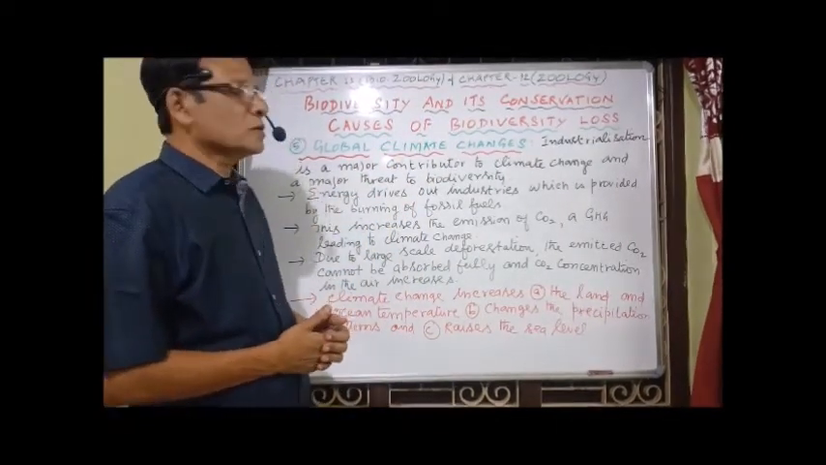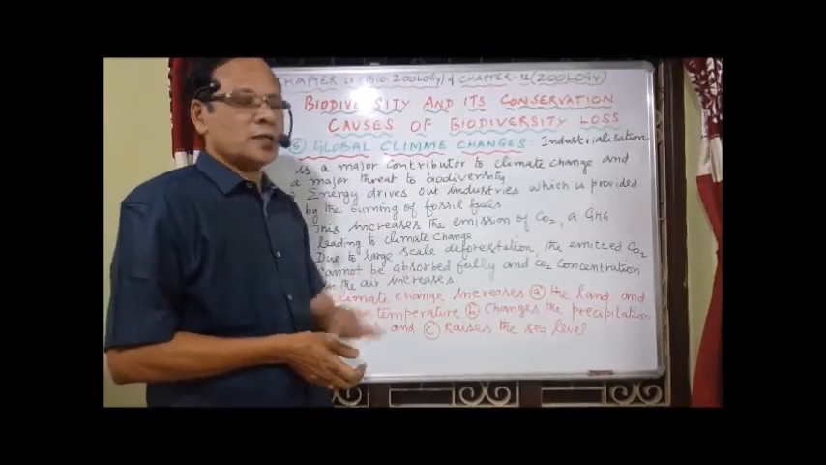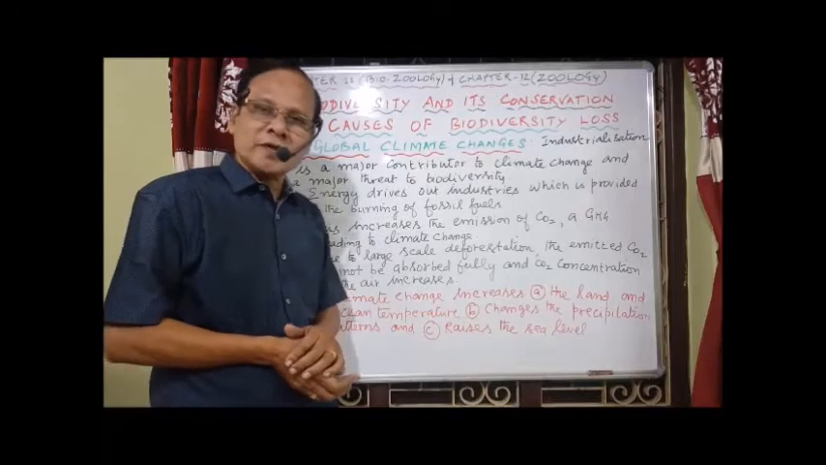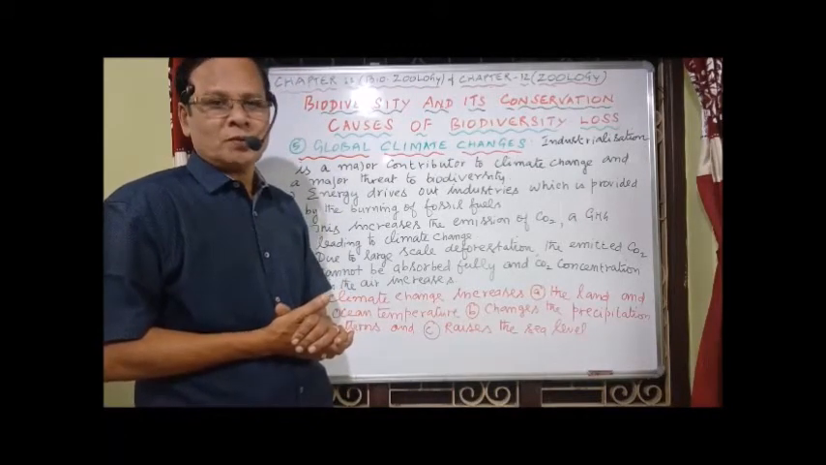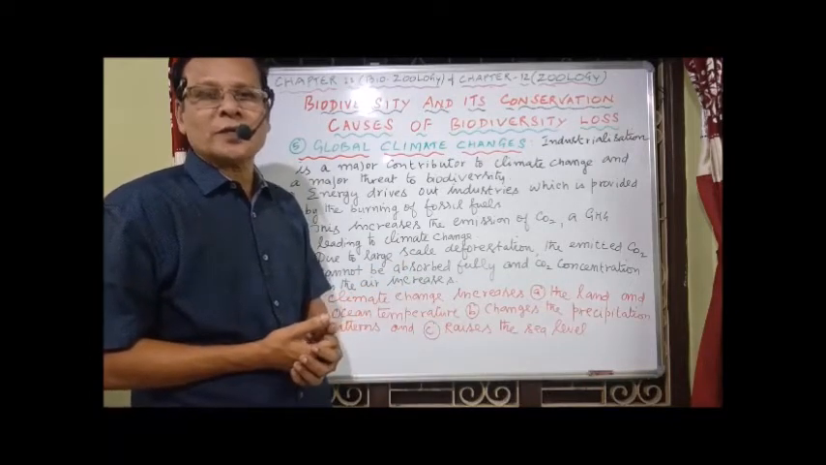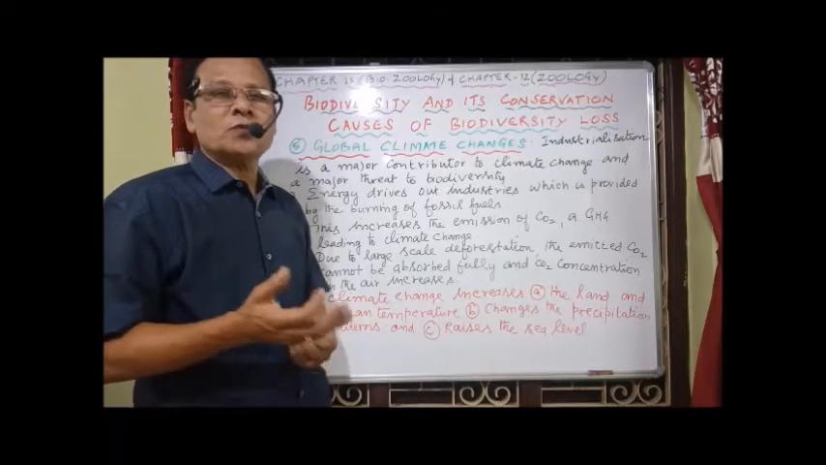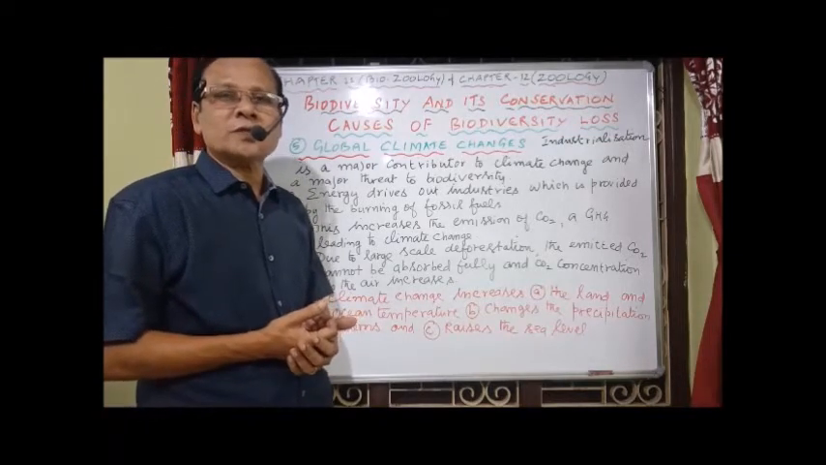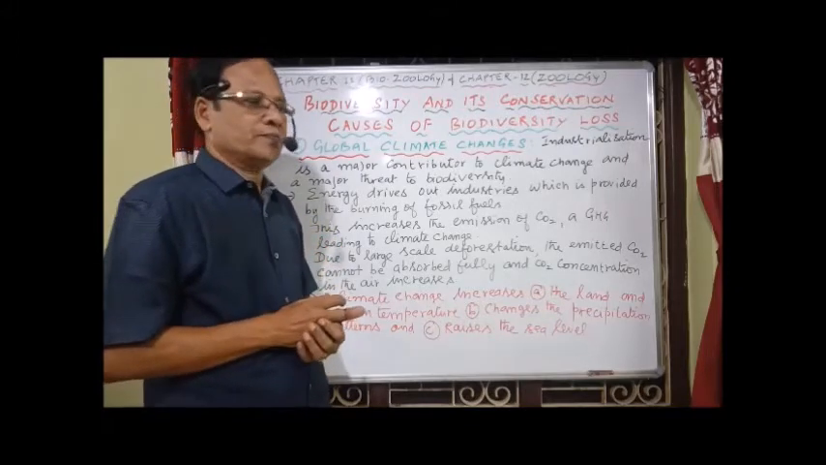In that one, yesterday we were talking about the causes of biodiversity loss. There are many factors responsible for the loss of biodiversity. One, habitat loss. Two, habitat fragmentation. Three, overexploitation. The fourth one, exotic species invasion. With that, we concluded yesterday.